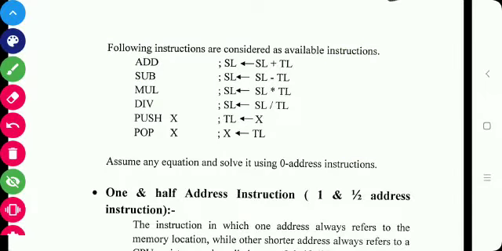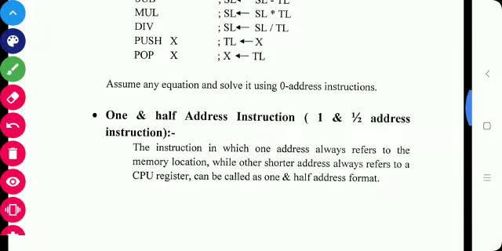Then one and a half address instruction. Here one address always refers to the memory location and the other is a register, so that is called a one and a half address instruction, in which one operand is in a memory location and the second operand is in a CPU register. So that is the one and a half address instruction.